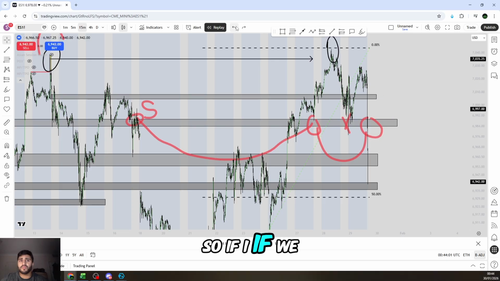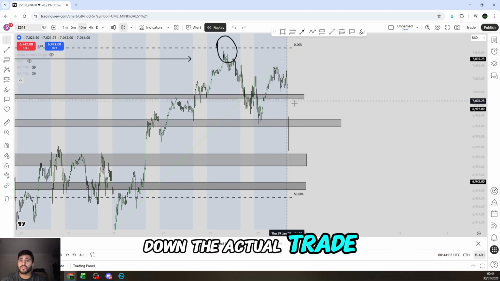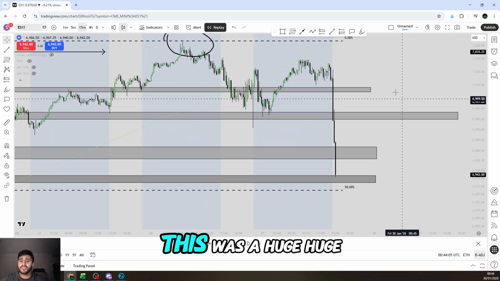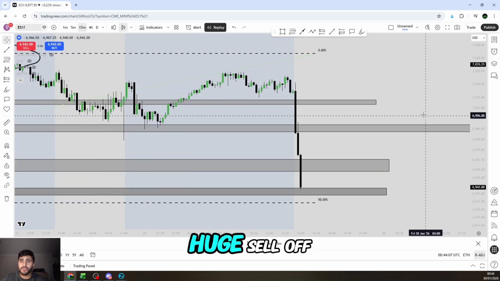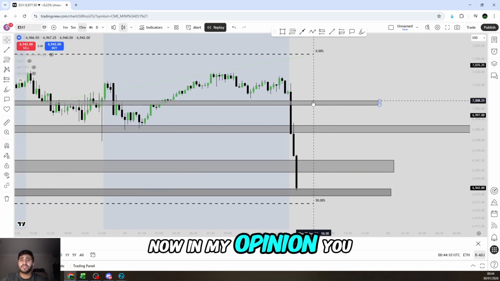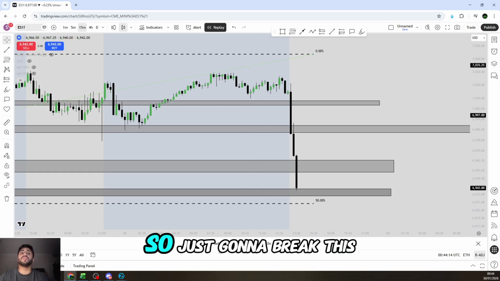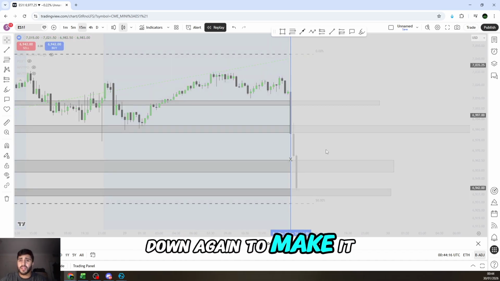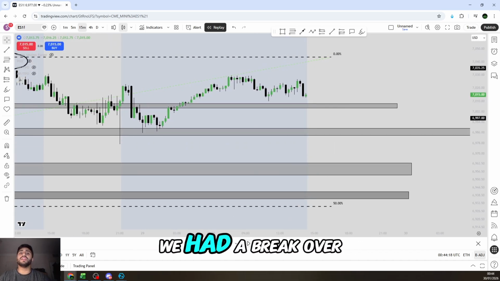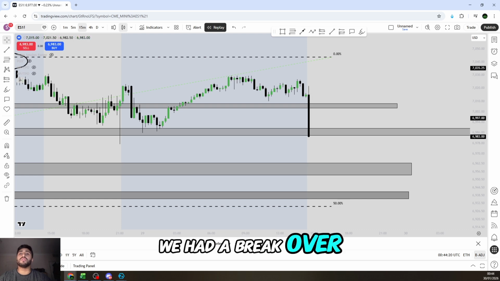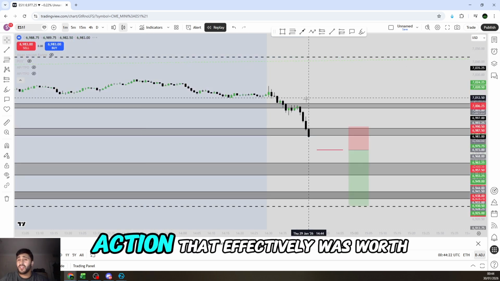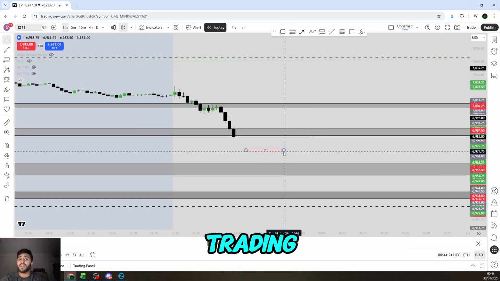So if we just now go and break down the actual trade. So a couple of tips about this. This was a huge sell-off. Now, in my opinion, you don't want to catch all of the move. You only want to catch some of the move, right? So just going to break this down again to make it clear to traders. We had a break over here, right? So this is the price action that effectively was worth trading, in my opinion, right?